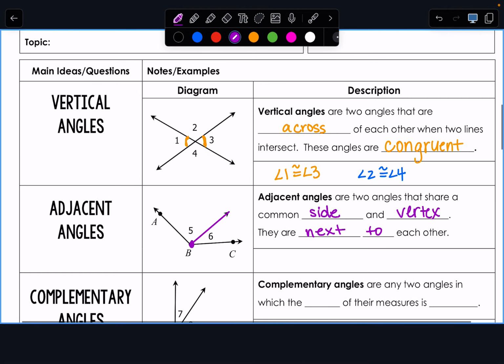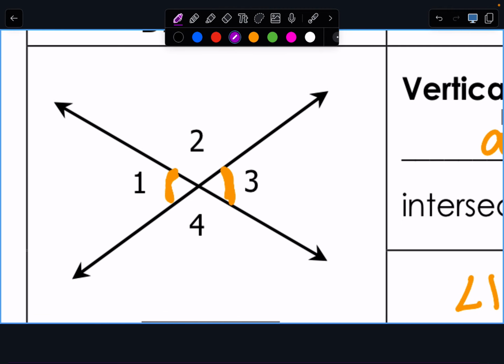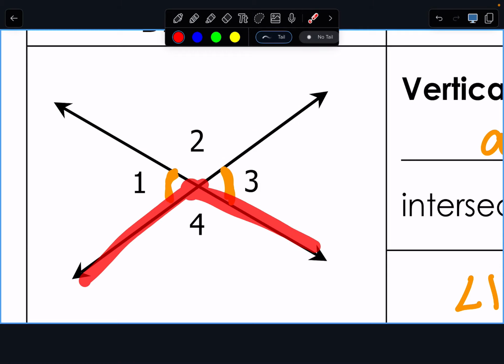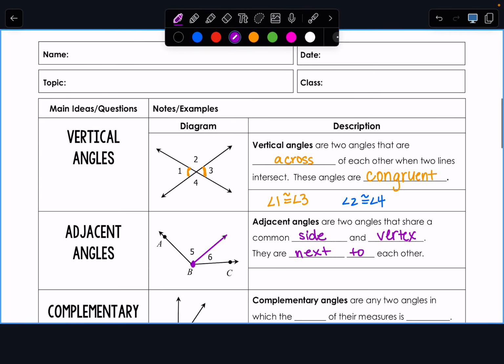I'm going to come up to this picture right here. Can somebody raise their hand and give me an example of two angles that are adjacent in this picture? 1 and 2, 3 and 4, 2 and 3, 1 and 4, okay? Like these two angles right here are adjacent because they share that side. These two angles are adjacent because they share that side.